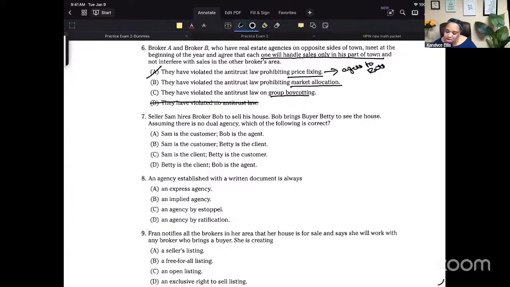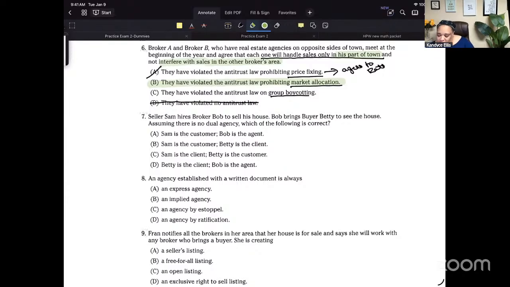They have violated the anti-law trust. Anti-law trust? I mean, can my words just get any more backwards? The antitrust law prohibiting market allocation. Well, yeah, I like this one. I think this is market allocation because they're saying, hey, I'm only going to do the stuff in my part of town and I'm not going to interfere with sales in the other person's area. You're allocating a market there.